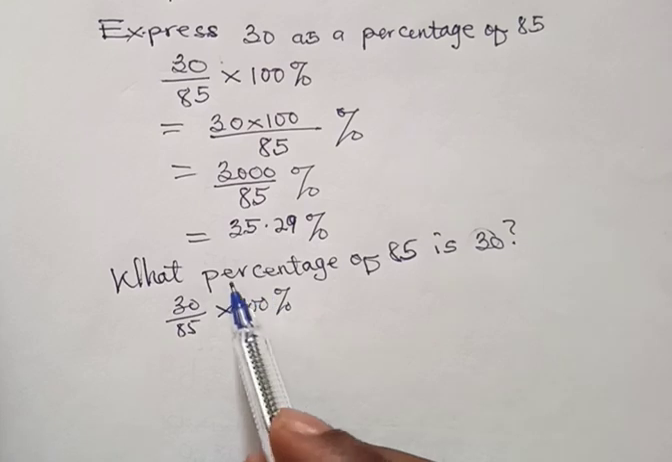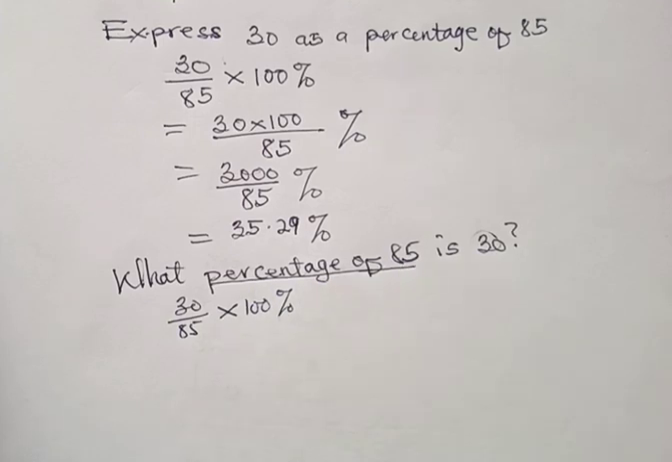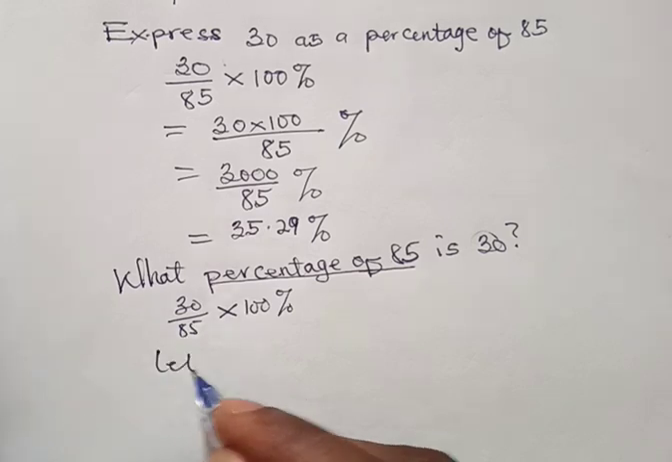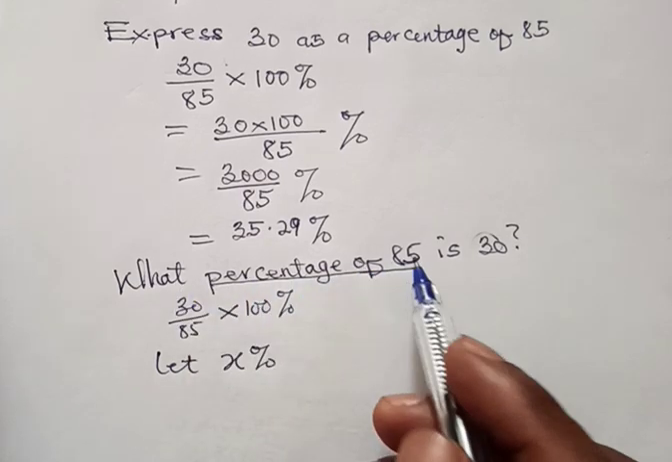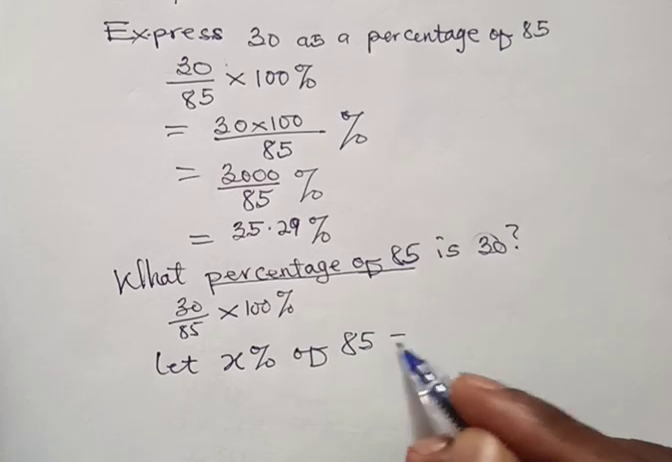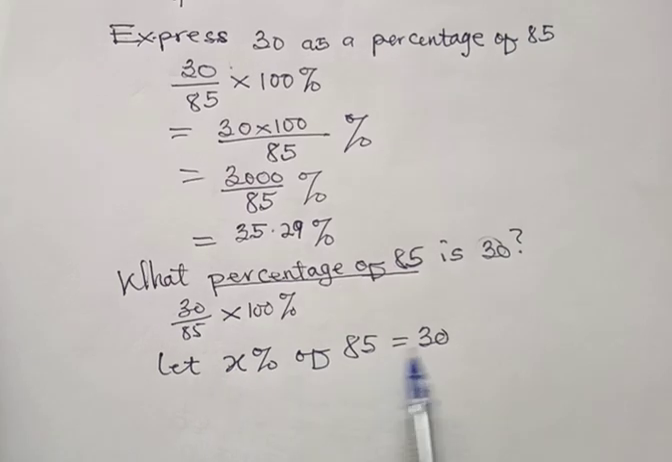So this time we take our sentence from this part, percentage of. So what percentage of 85? We don't know. So we can say let x percent of 85 equal 30. This is a mathematical statement because we are saying what percentage of 85 is 30. We are looking at the percentage, we don't know it, so we let any variable: x percent of 85 is 30.